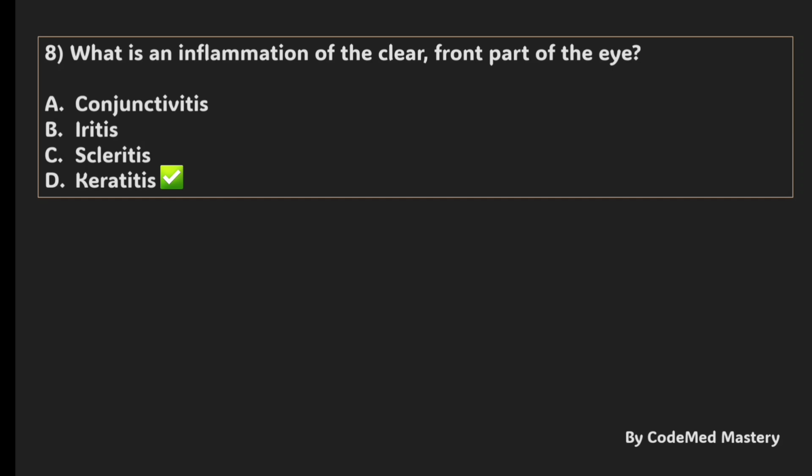Option A, conjunctivitis, is wrong because that is inflammation of the conjunctiva, the thin clear tissue covering the white part of the eye. And option B, iritis, is wrong because that is the inflammation of the iris. And option C, scleritis, is wrong because that is inflammation of the sclera. According to the question, inflammation of the clear front part of the eye is known as keratitis.